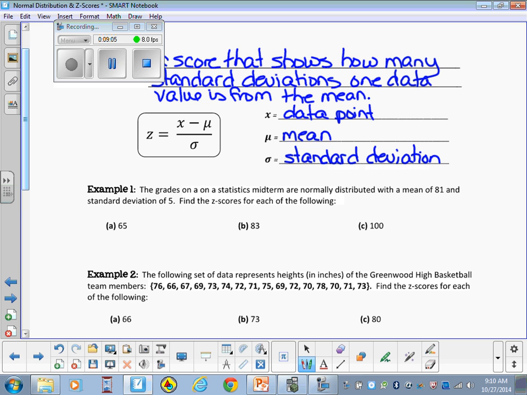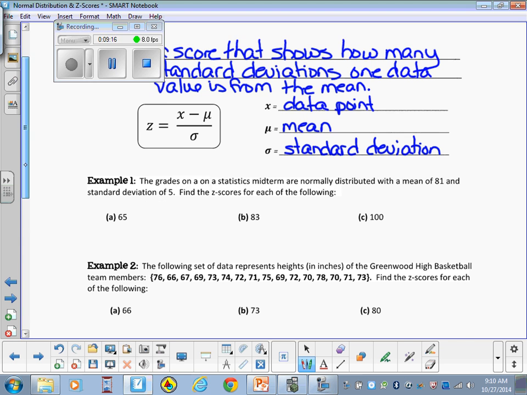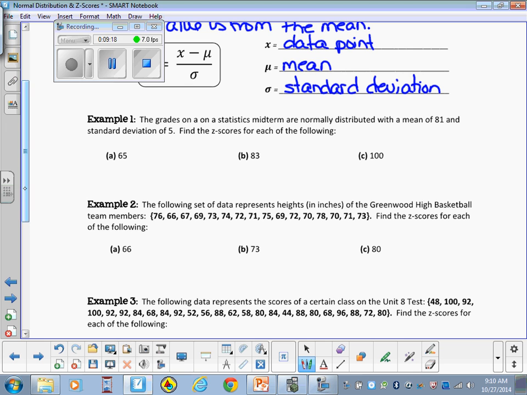So we can get the mean and the standard deviation from our calculator. Actually finding the z-score, we have to use the formula. But the formula is on the formula chart, so you do not have to memorize it. Let's take a look here. The grades on the statistics midterm are normally distributed with a mean of 81, so mu equals 81, and a standard deviation of 5, so sigma equals 5. Find the z-scores.